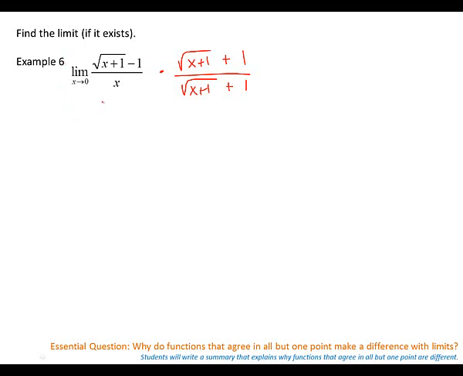Okay, so I'm going to go ahead on the top. Do I need to do all of FOIL? No, what do I need to do? First and last only. So the radical times the radical is what?